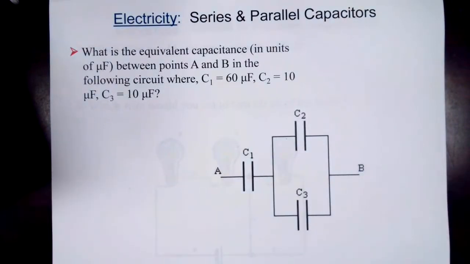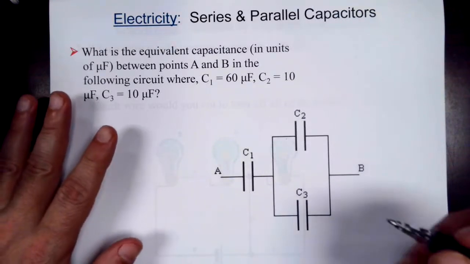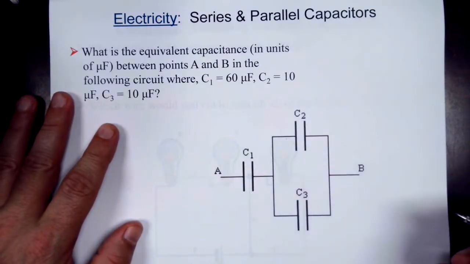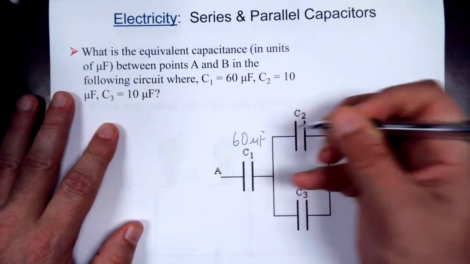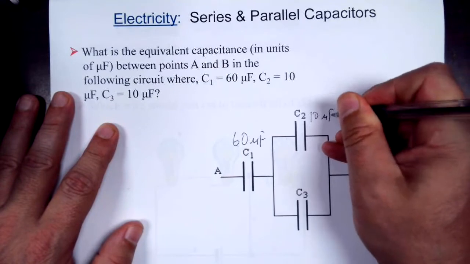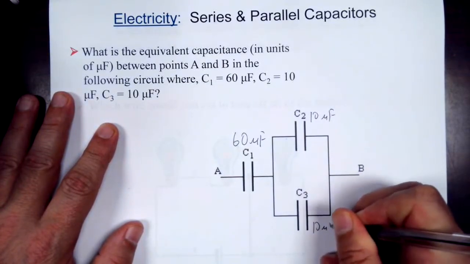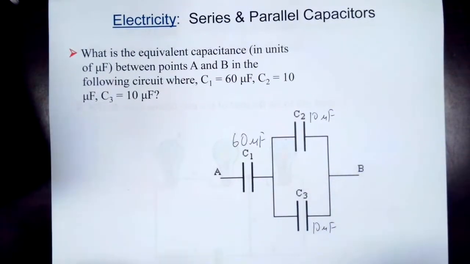Straighten it up. All right, so here we've got a classic problem where we have both series and parallel at the same time. In this case, we're doing capacitors, and we are given the capacitance of our three capacitors. C1 is 60 microfarads, C2 is 10 microfarads, and C3 is 10 microfarads.